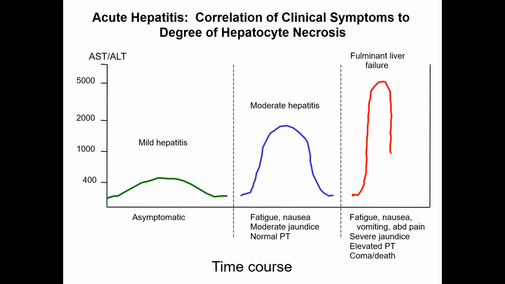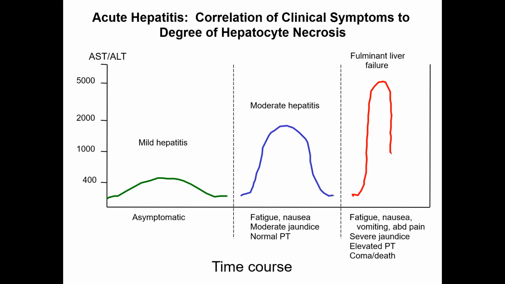So if you have just a mild hepatitis or mild liver disease, the AST/ALT elevation will be less than, let's say, 1,000. So maybe about 400 to 500 IU, and generally the patient is asymptomatic. So mild elevation of AST or ALT can be indicative of mild hepatitis or mild hepatocellular disease. However, moderate hepatitis is usually associated with elevations of your AST, ALT, your transaminases to more than 1,000 to about 2,000. And this can be associated with fatigue, with nausea, moderate jaundice. However, your prothrombin time can still be normal.